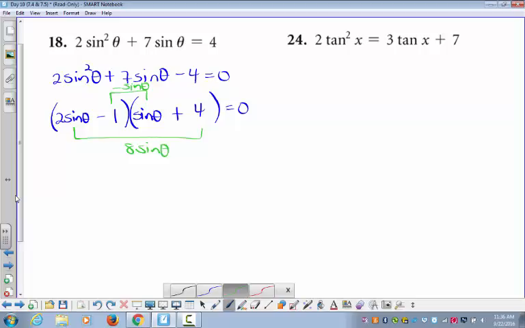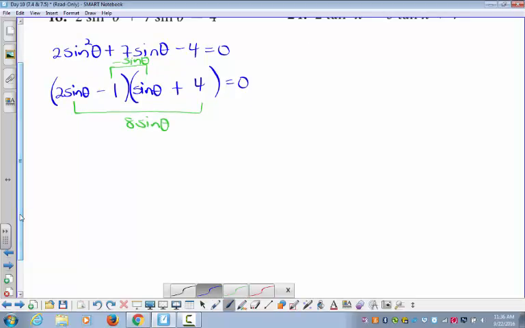We can't say that x is equal to 4, right? We have to have the right side being 0, and we have to have the left side being a product. Now we can create two little basic trig equations. So this implies that sine of theta is 1/2, or sine of theta is negative 4.